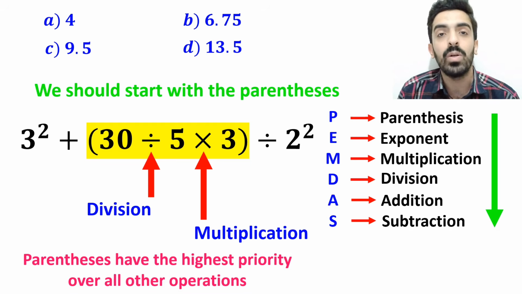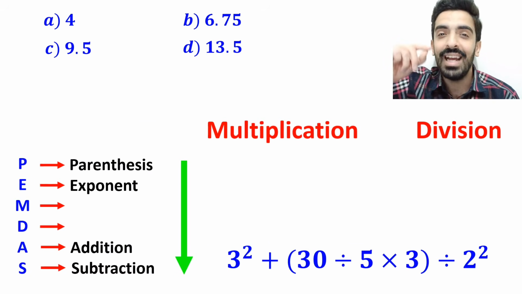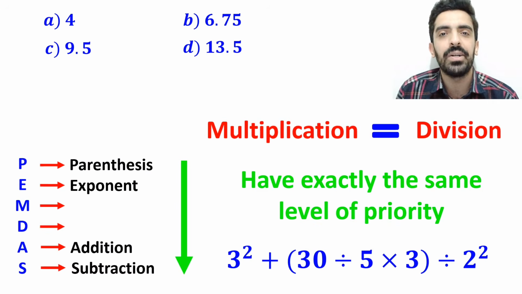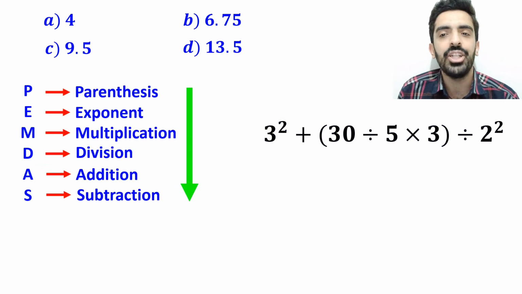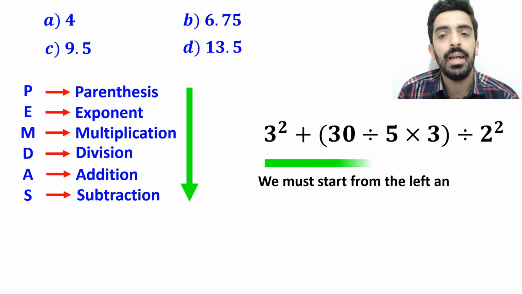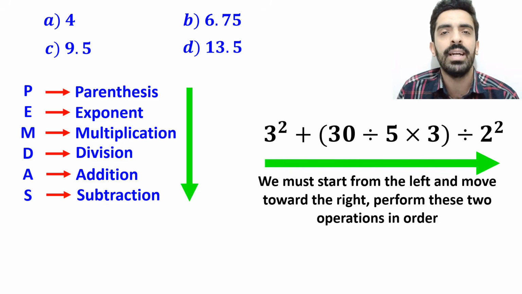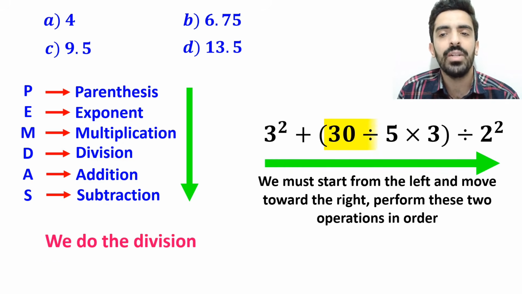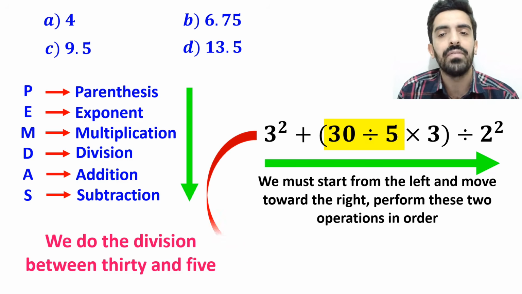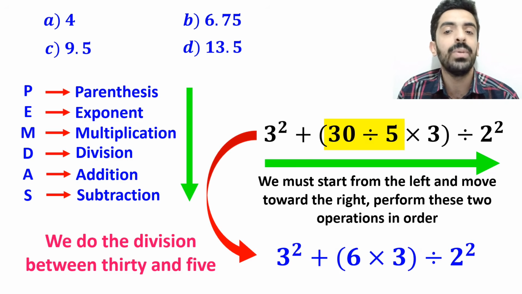It's very important to note that multiplication and division have exactly the same level of priority. In this situation, we must start from the left and move toward the right, performing these two operations in order. So, first we do the division between 30 and 5, and this expression simplified to 3 squared plus 6 times 3 inside the parentheses, then divided by 2 squared.